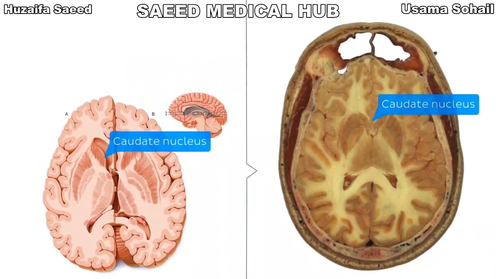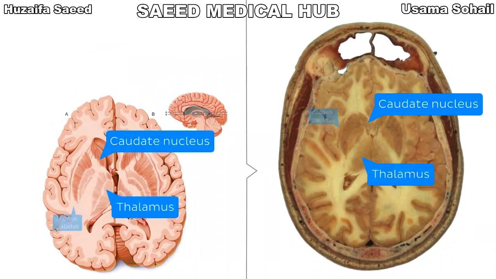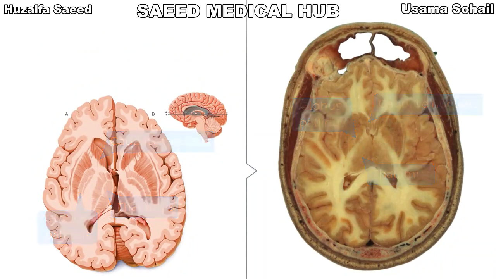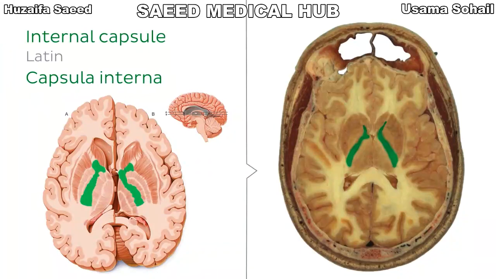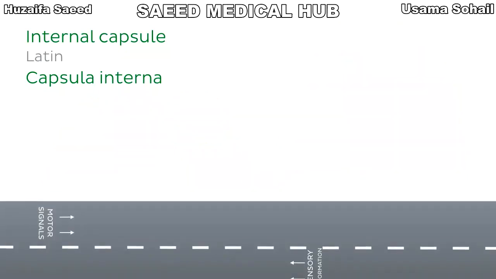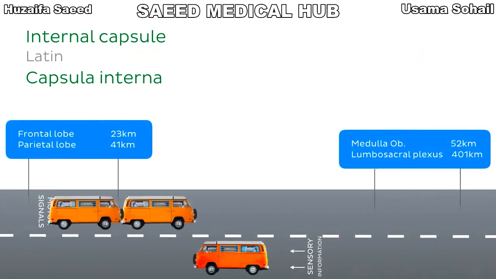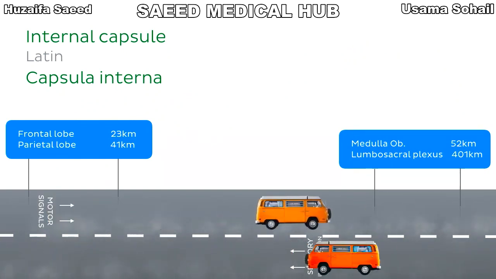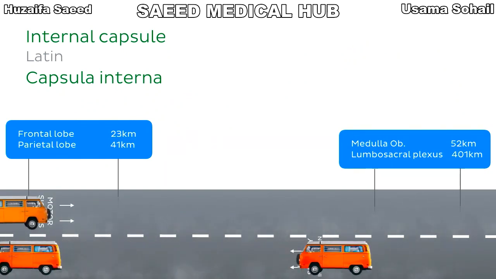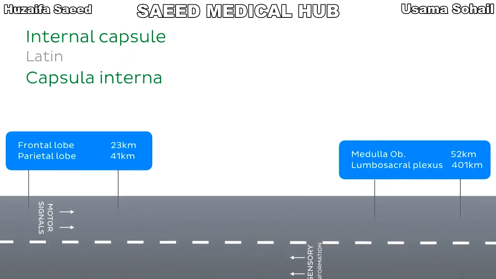Separating the thalamus and the caudate nucleus from the globus pallidus, we have this structure which is known as the internal capsule. The internal capsule contains white matter fibers carrying information to and from the cerebral cortex, brainstem, and the spinal cord. You can think of the internal capsule as a highway in which motor signals travel from the cerebrum to the peripheral nerves, and sensory information travels in the opposite direction.